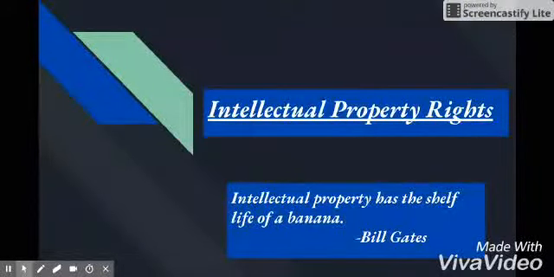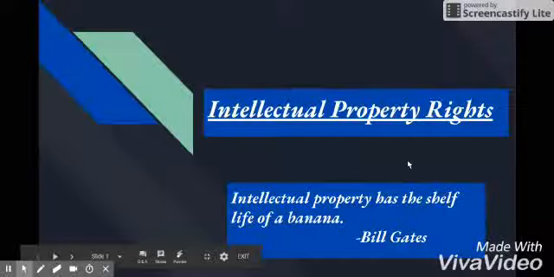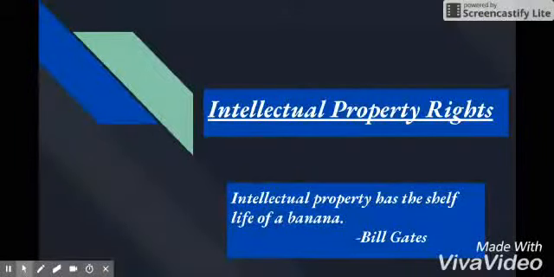Bill Gates states intellectual property as it is the shelf life of a banana because it's easy to see why he feels that way. Microsoft files numerous patent applications each year. If one of them doesn't work out or is outdated by the time it comes to the market, there is always another bunch of bananas that haven't spoiled yet. One patent is likely to make a huge difference for a company like Microsoft.